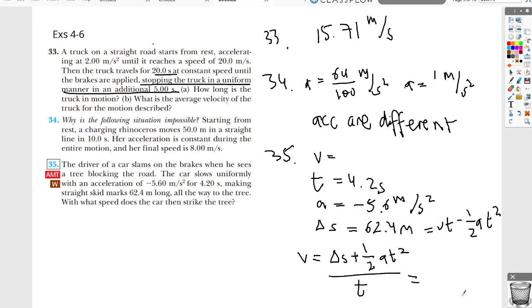which is equal to, let's see, delta S is 62.4 plus 1/2 times a, which is negative 5.6, times 4.2 squared, right, divided by the time, which is 4.2. So our final velocity is 3.097 meters per second, or 3.10 meters per second.